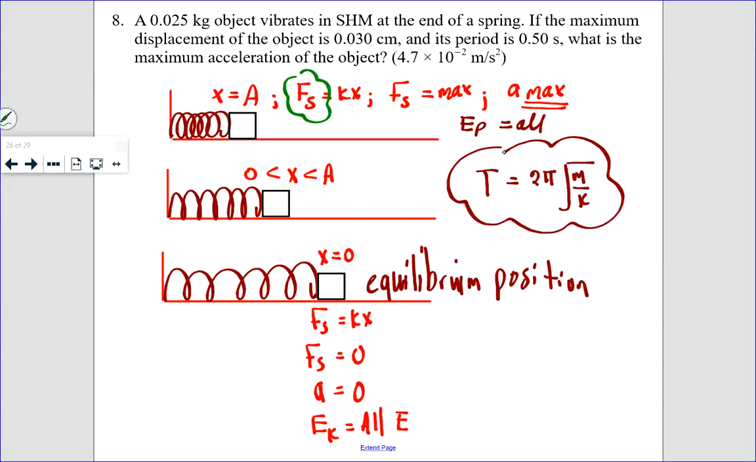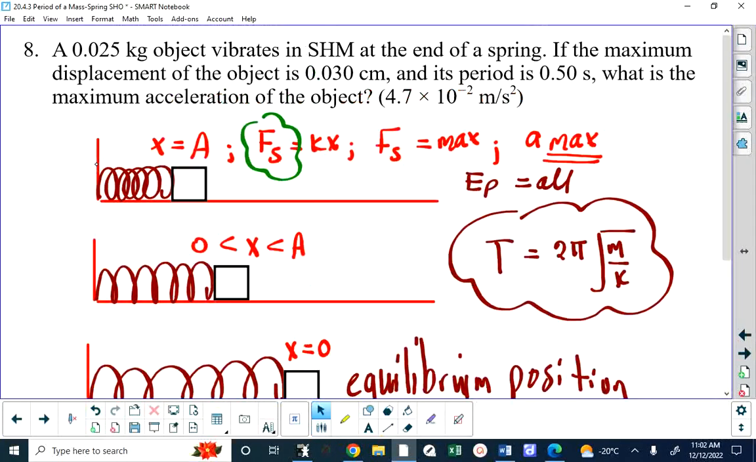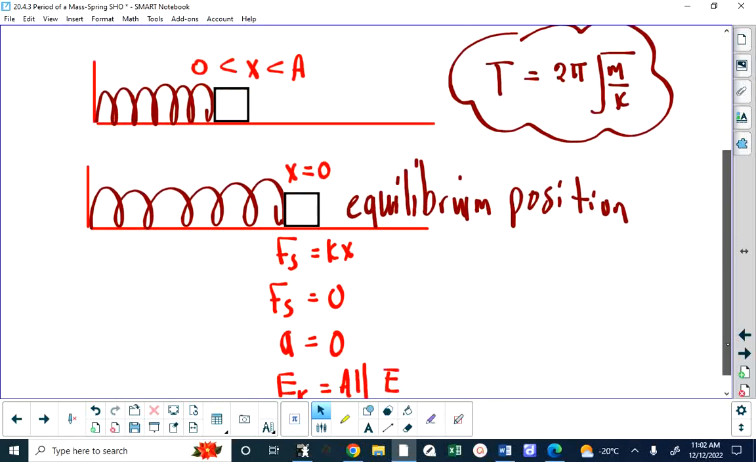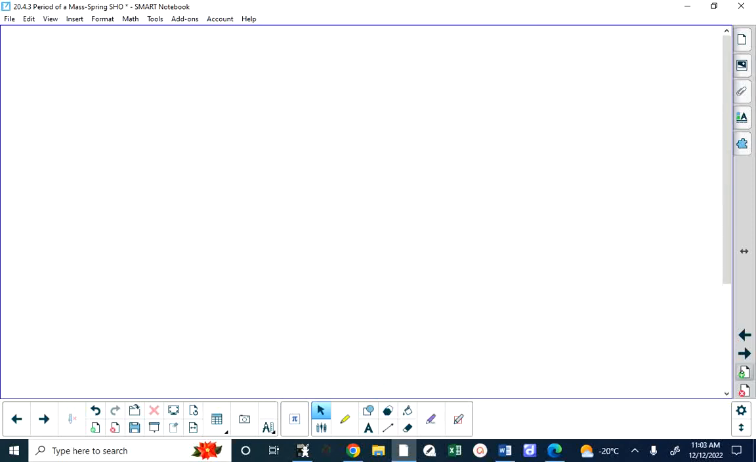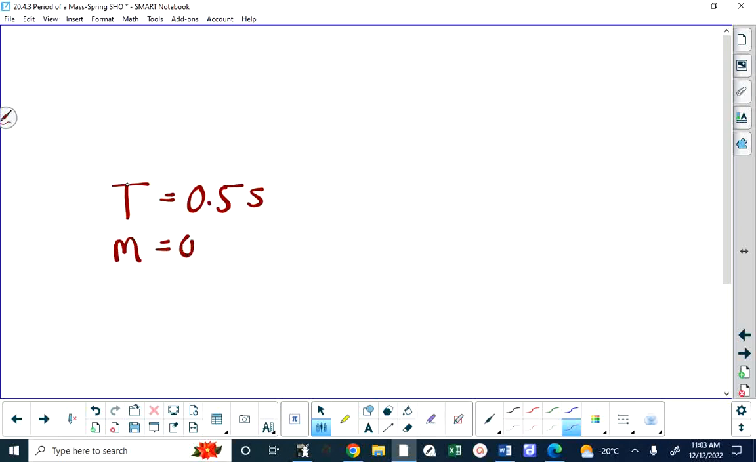So let's get to work now on this, and then we'll get started on some lab work. What were we told here? The period is 0.5 seconds and the mass is 0.025 kilograms. Period is 0.5 seconds. The mass is 0.025 kilograms. Alex, did I get that right?